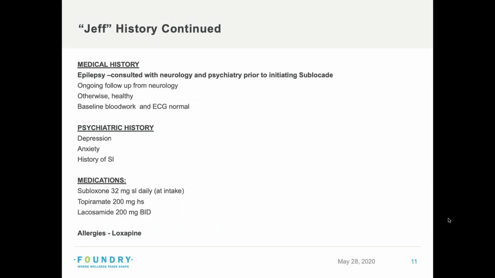A little bit more about him. He has a history of epilepsy, which is actually listed in the monograph of Sublocade as a contraindication. So we consulted with neurology and psychiatry about this particular patient before starting him, and he was cleared to do it, and he is getting ongoing follow-up from neurology. Otherwise, he's healthy, and his blood work and ECG were normal. Psychiatric history is positive for depression and anxiety, and a history of suicidal ideation. His medications at intake were Suboxone 32 milligrams, topiramate 200 milligrams HS, and lacosamide 200 milligrams BID.